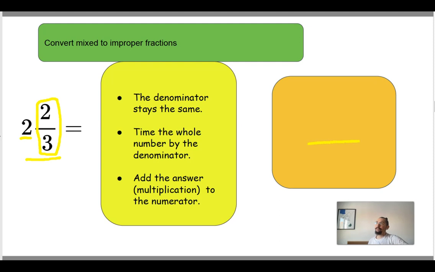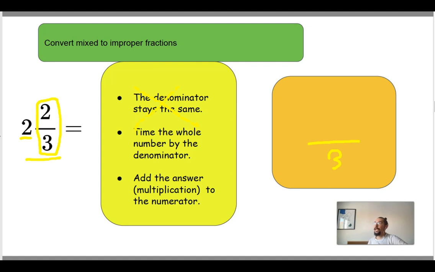So the plan is right away: the bottom number does not change. So the 3 does not change at all. The denominator stays the same, that means the bottom number. So that's the first step. You are done with that.